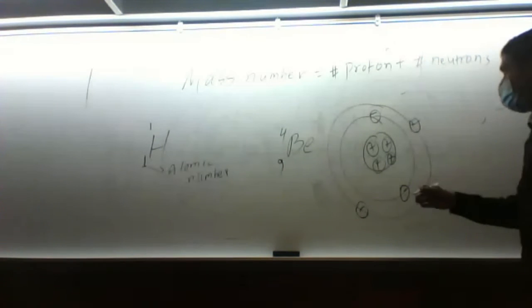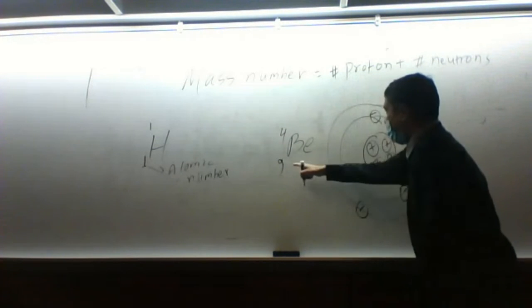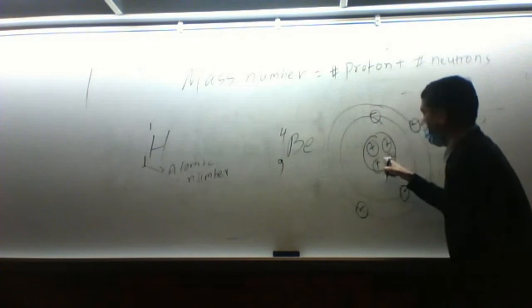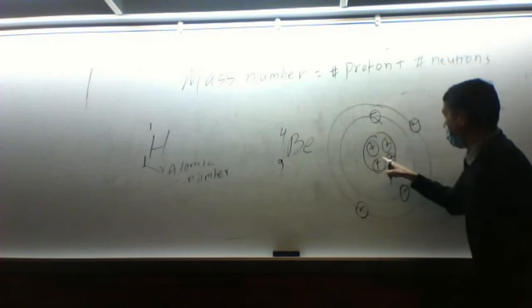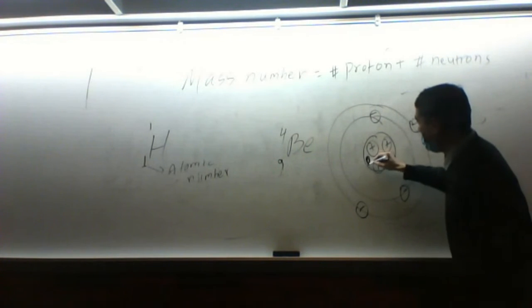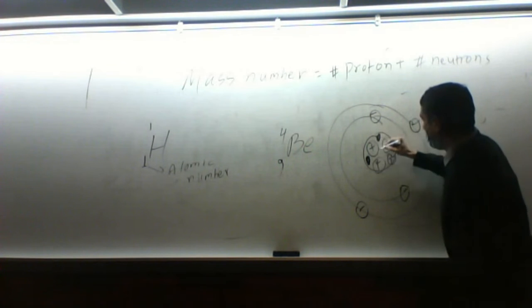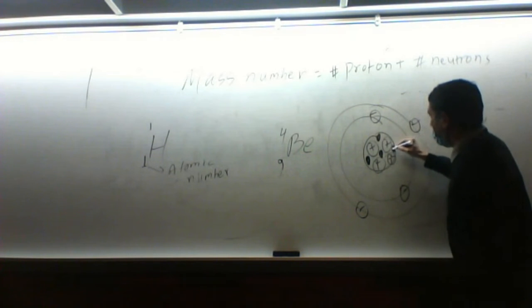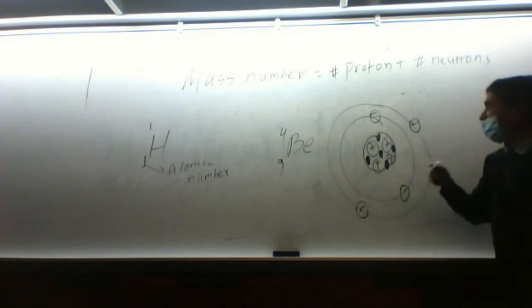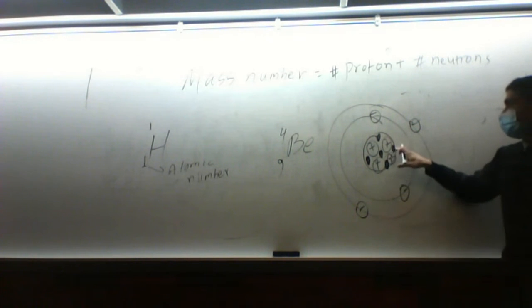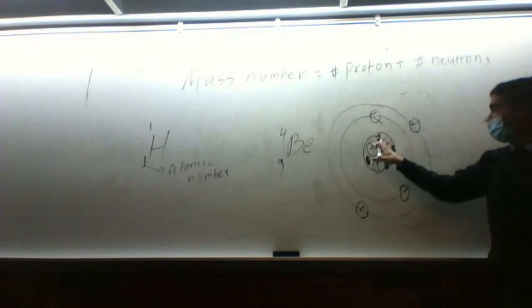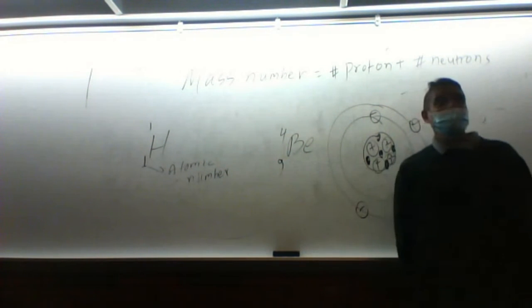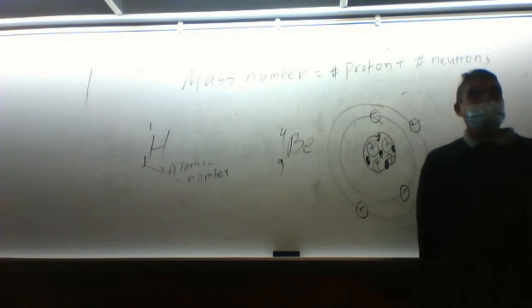So if you have to draw it, out of 9 I already put 4 here. So there are other 5, 1, 2, 3, 4, 5. So these are the neutrons. These black dots I make are neutrons, and these plus are protons. So I have a total of 1, 2, 3, 4, 5, 6, 7, 8, 9. So this is 9. Make sense? This is called the mass number.